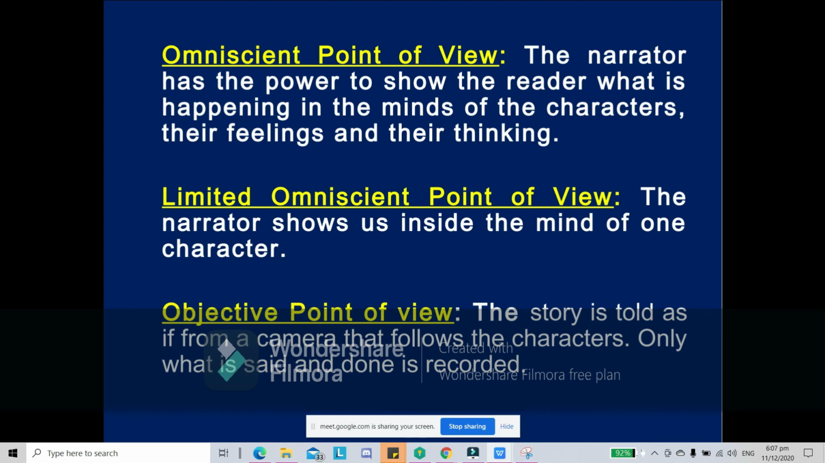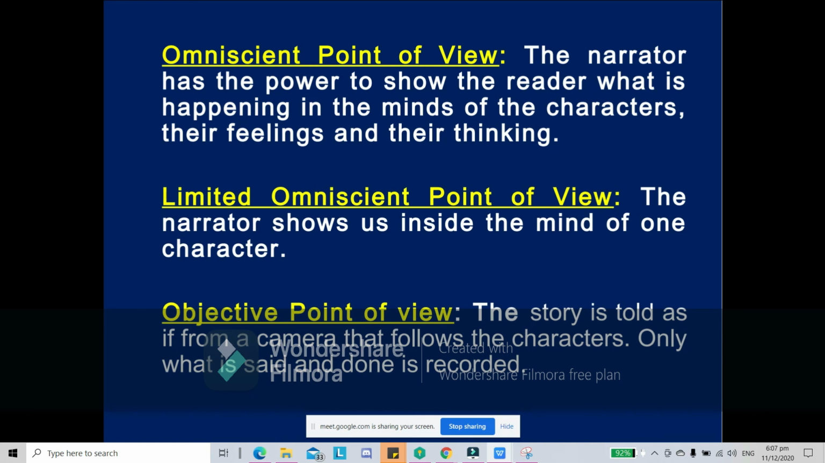Next is other techniques. We have irony. Under irony, we have verbal irony, dramatic irony, and situational irony. In verbal irony, this is the contrast between what is said and what is meant. In dramatic irony, this is the contrast between what the character thinks to be true and what the readers know to be true.